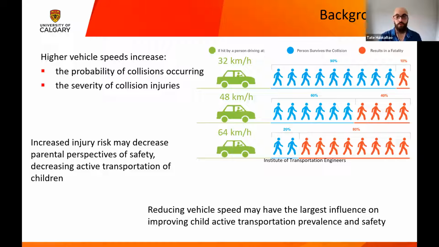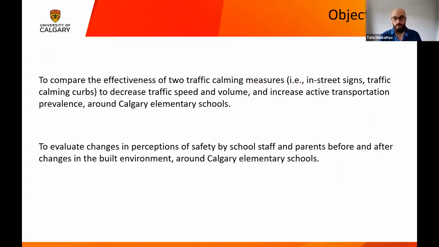In order to reduce the risk of pedestrian and bicyclist death on our streets, we need to find effective ways to reduce the speed of vehicles, specifically at locations with higher child activity, such as around schools. This research study that I led, in collaboration with the City of Calgary and funded through the CIHR Health System Impact Fellowship Program, sought to use a stepped wedge randomized trial design to evaluate the effectiveness of two traffic calming measures in reducing speed and volume while increasing active transportation around elementary schools in Calgary.